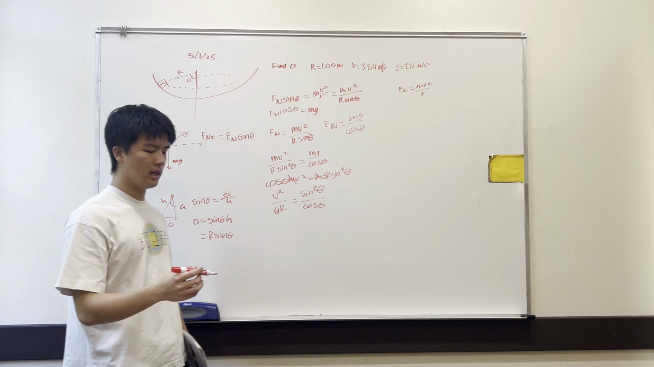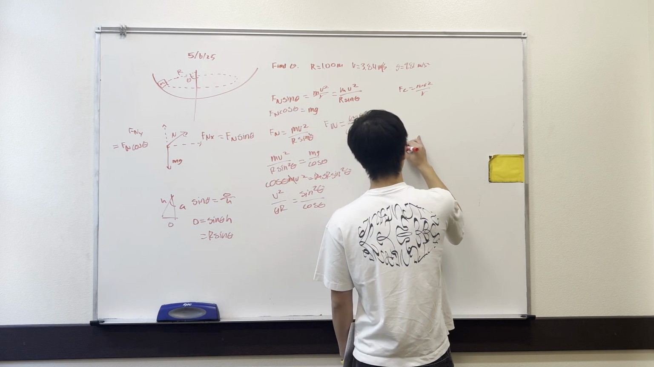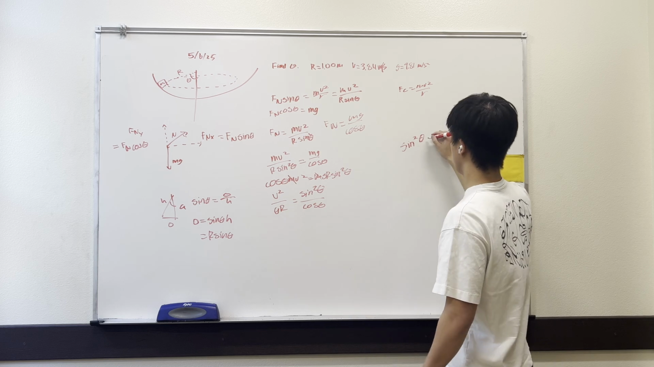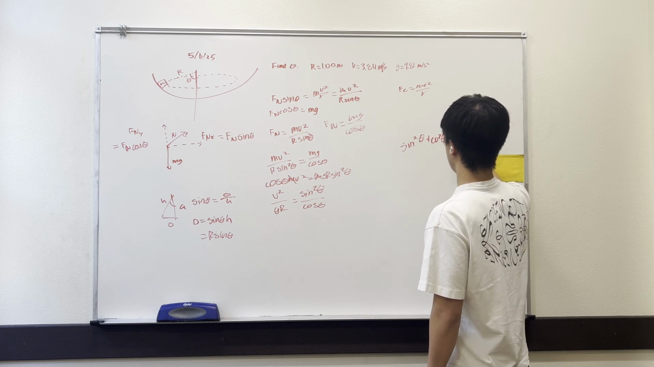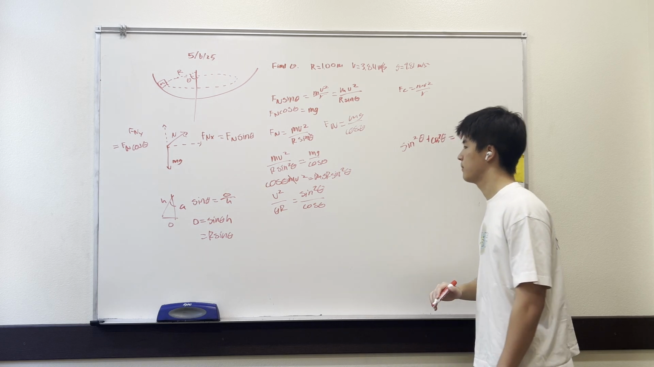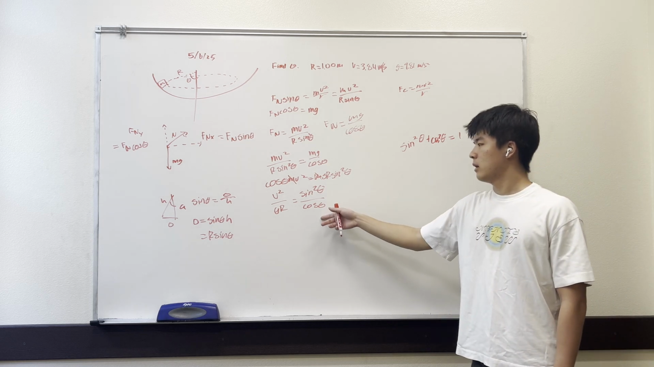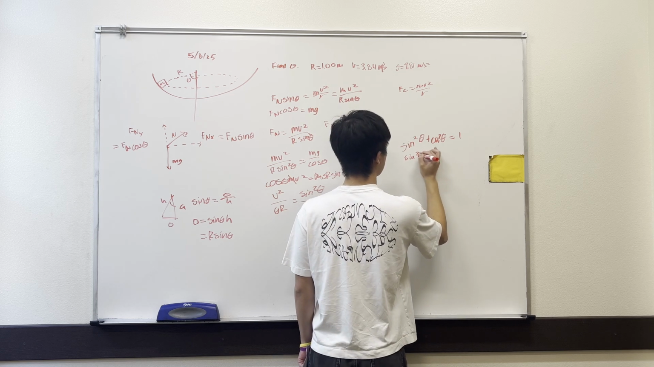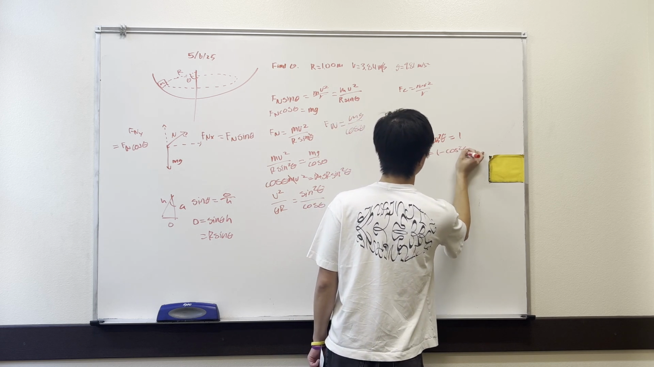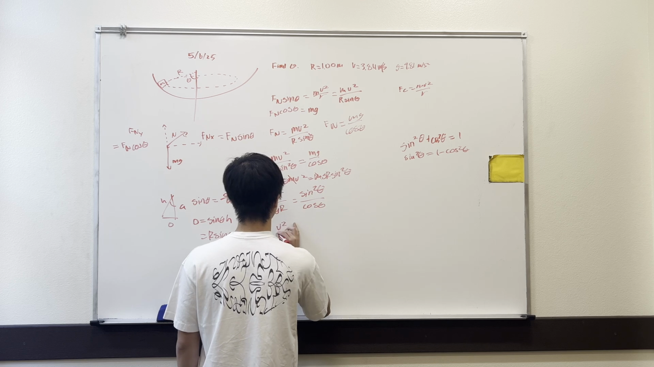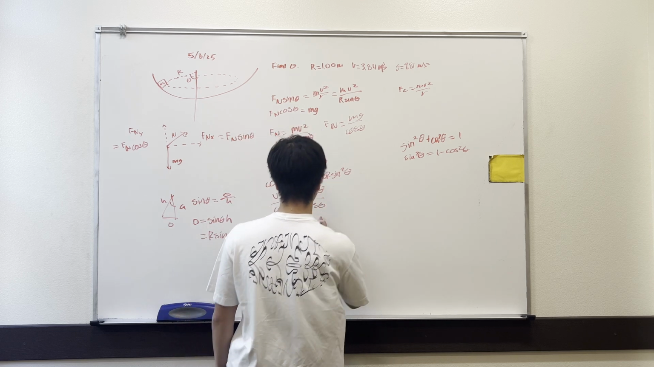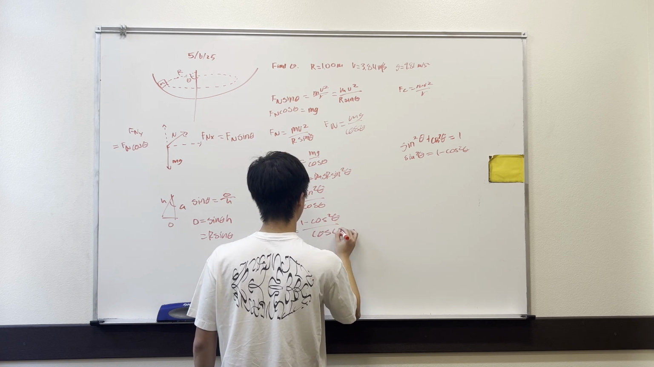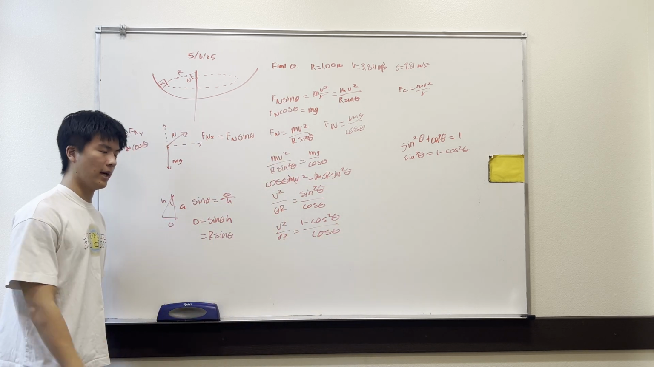Now this is a trig identity that you need to remember, something that most people might not have on the spot, but something that you definitely learn in your math classes: sine squared theta plus cosine squared theta equals 1. We could plug that in right here, because sine squared theta equals 1 minus cosine squared theta. So v squared over gr equals 1 minus cosine squared theta.